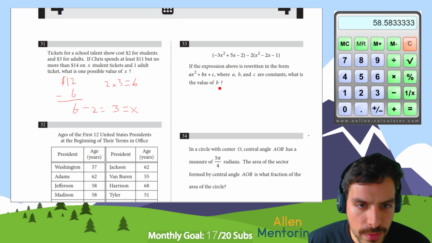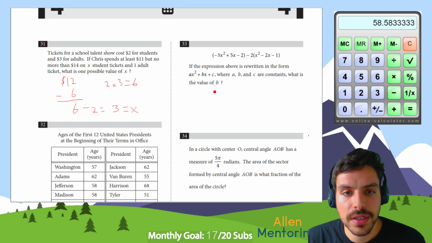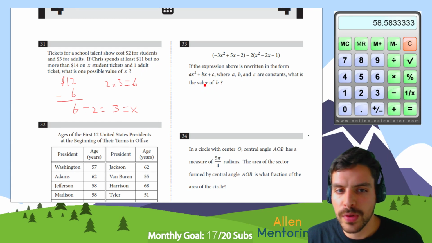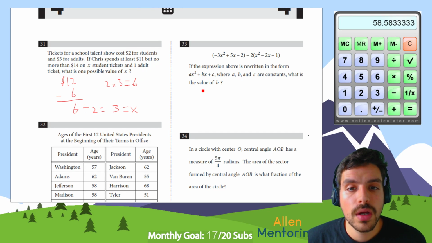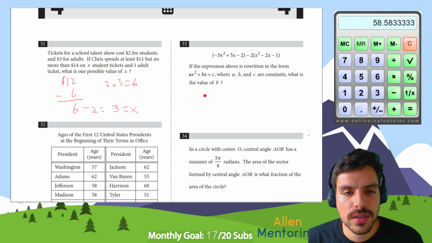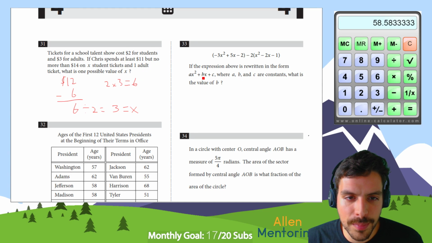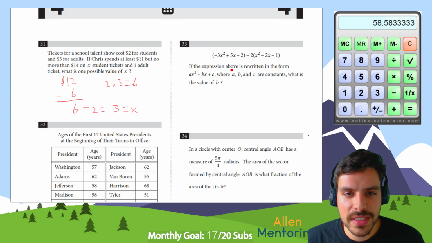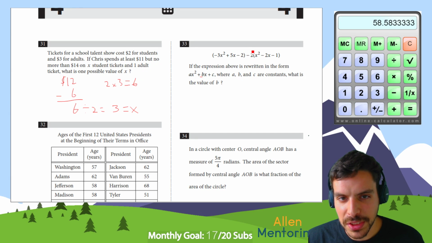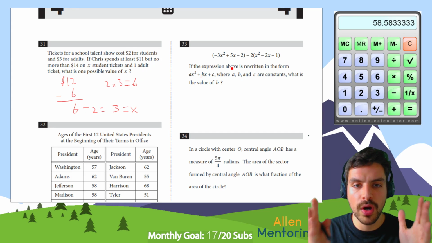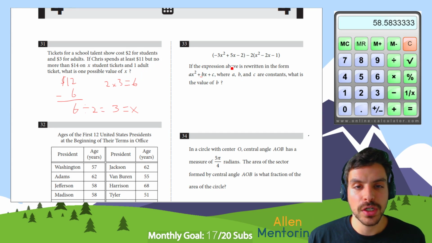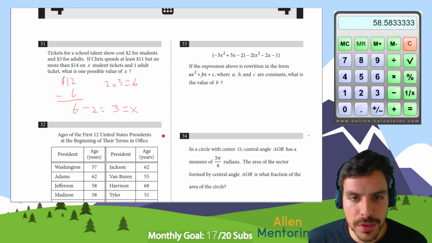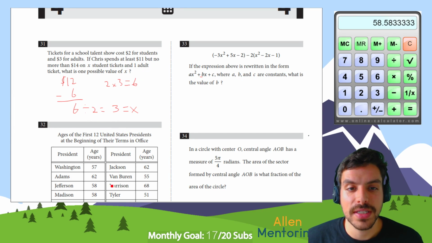Excellent. Okay, if the above expression is written in the form ax squared plus bx plus c, also known as standard form, where a, b, and c are constants, what is the value of b? Okay, so basically we just have to combine these expressions into one single trinomial, and to do that we have to add like terms. So the first thing we want to do is get rid of the parentheses.